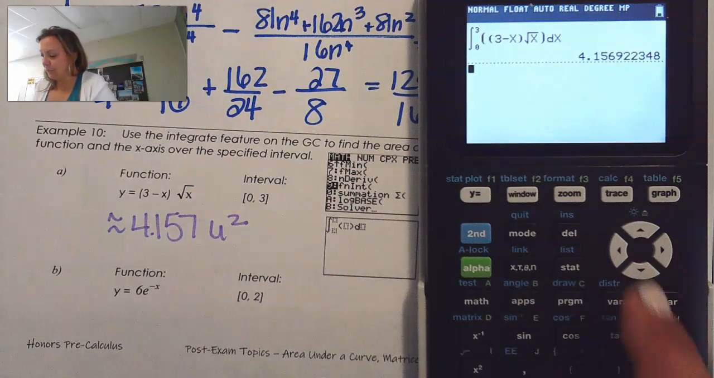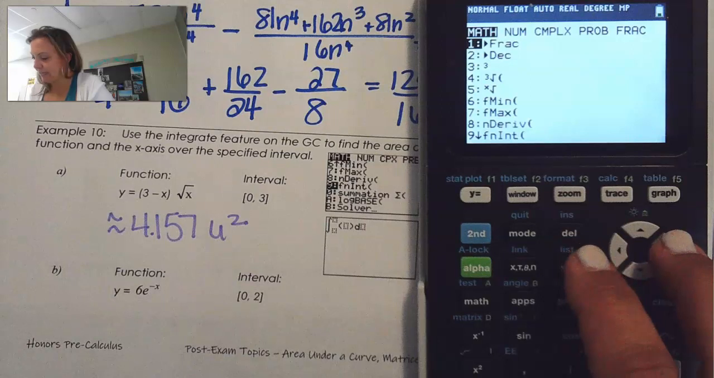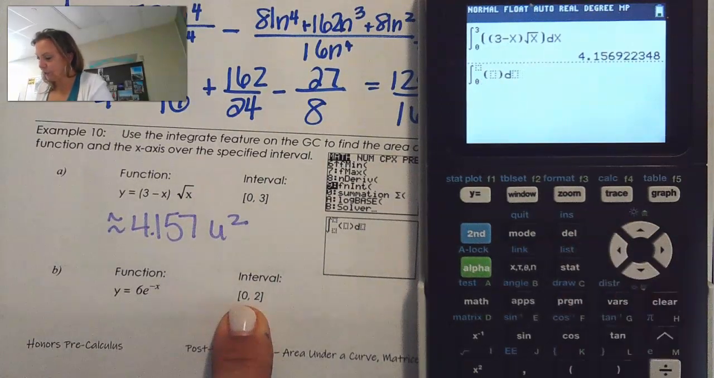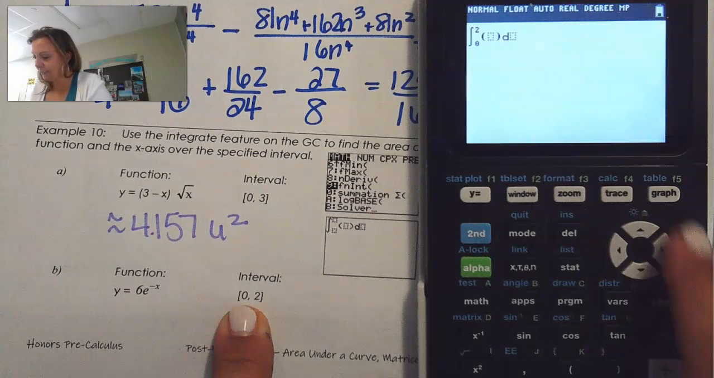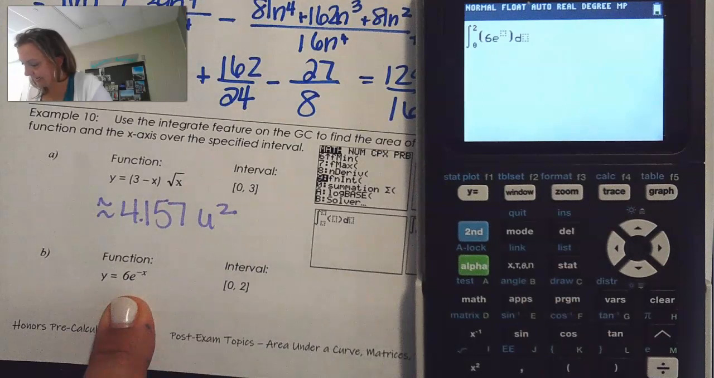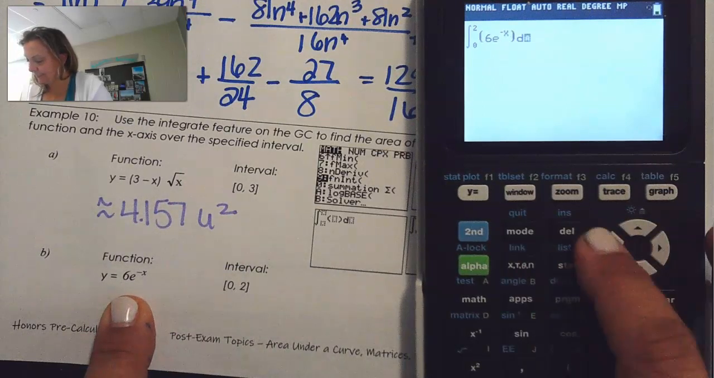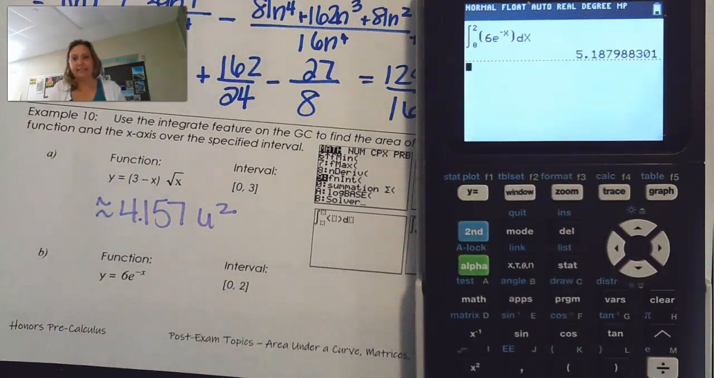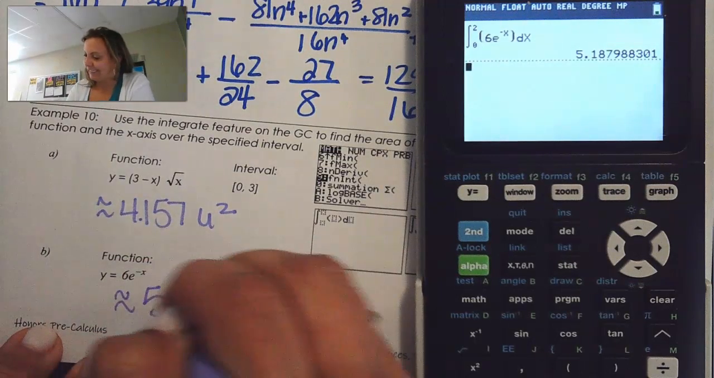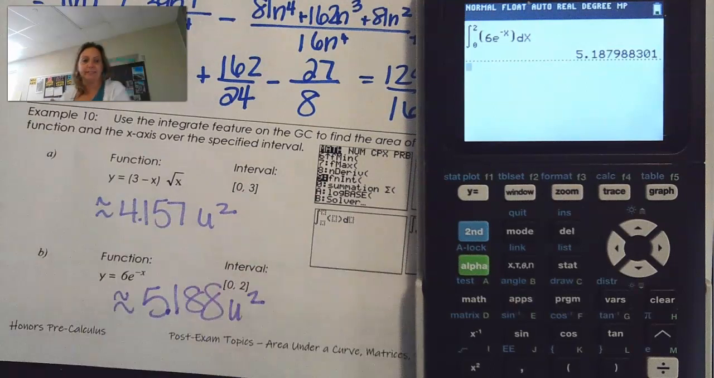So then for this next one, math number 9, this time we're going to go from 0 to 2. Oops, I need to put in some rules. And then 6e to the negative x dx, and that gives us about 5.188 square units.